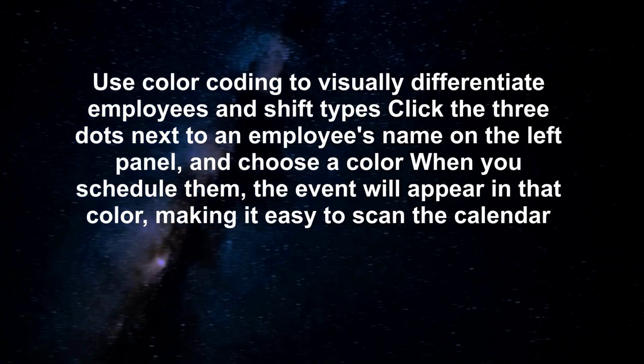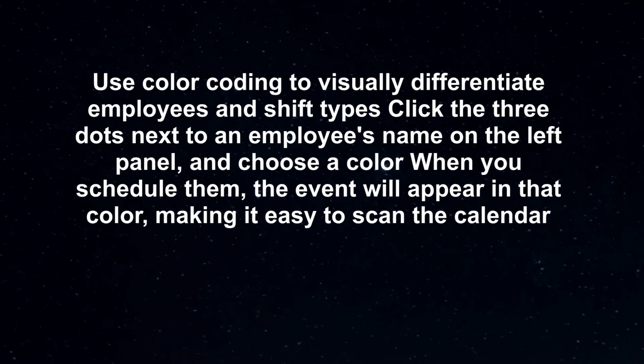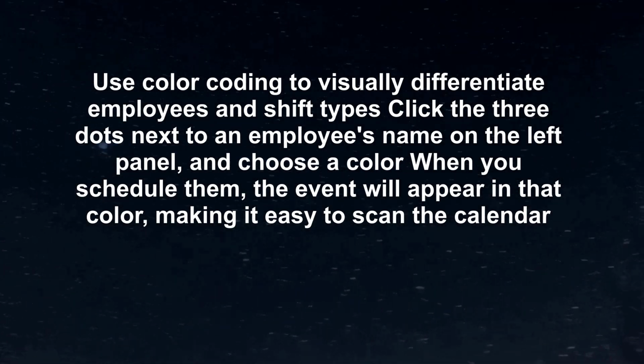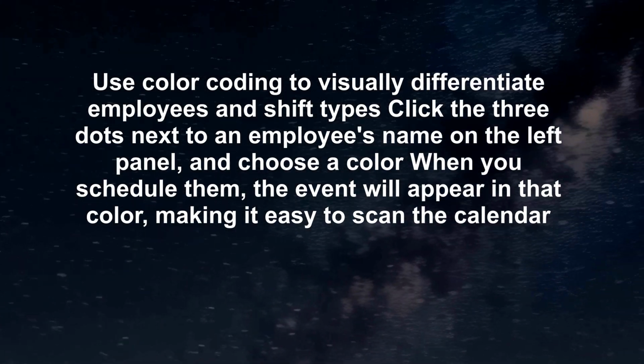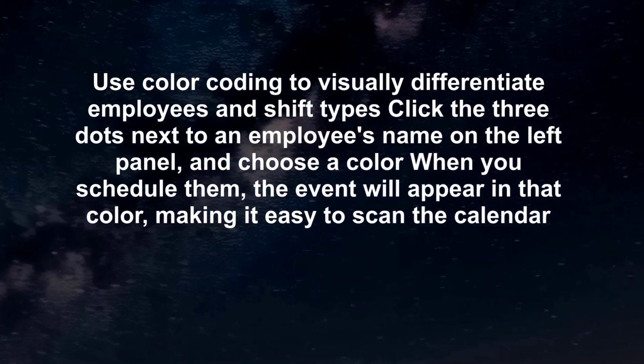Click the three dots next to an employee's name on the left panel and choose a color. When you schedule them, the event will appear in that color, making it easy to scan the calendar.